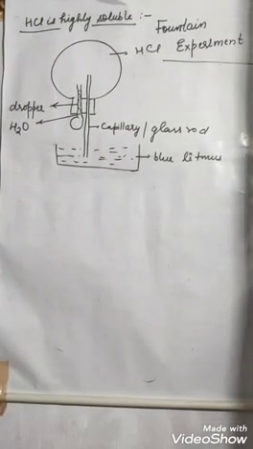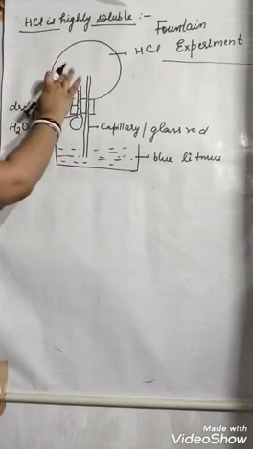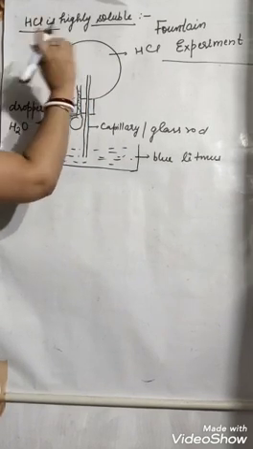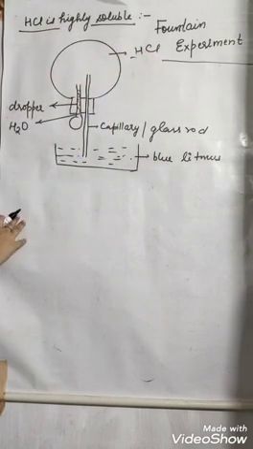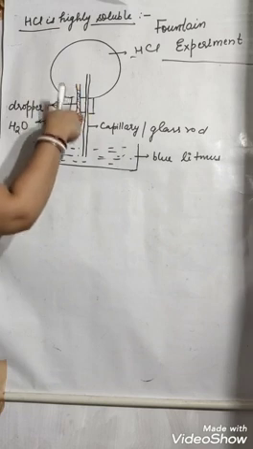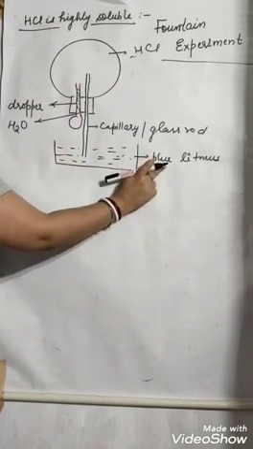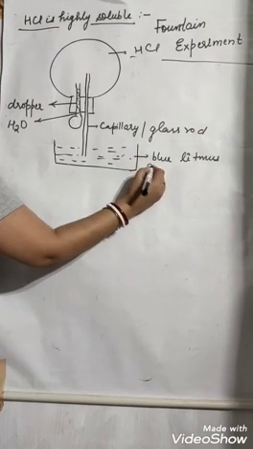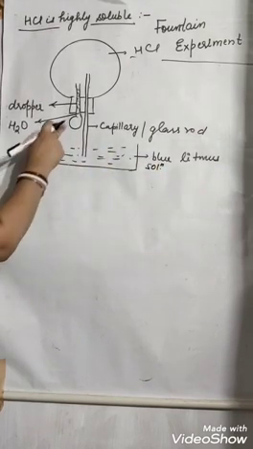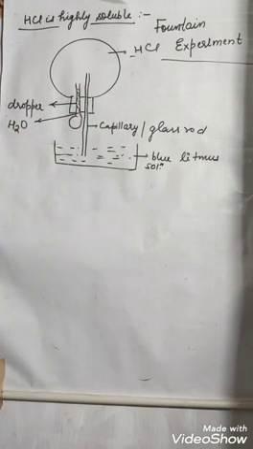Now, what is the experiment? In which we take round bottom flask in an inverted position, and this round bottom flask should be fully filled with HCl gas. One capillary tube or one glass rod should be there. The other end of the glass rod should be there in a tube containing blue litmus solution. Here we will add one dropper, and this dropper should contain water.